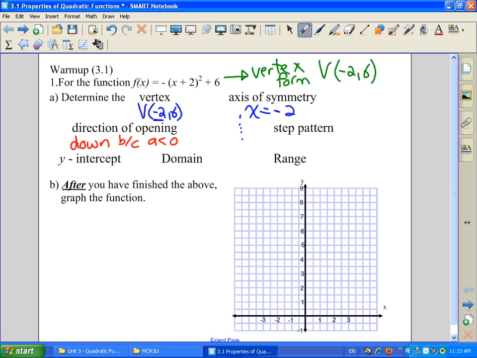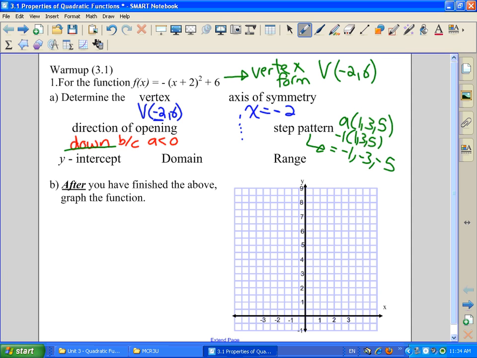Taking a look at our step pattern, we remember that step pattern is a times 1, 3, 5. I apologize, folks, I didn't leave enough room here. Let me move that up. So we've got a times 1, 3, 5. Subbing in a is -1 times 1, 3, 5. So our step pattern equals -1, -3, -5. That also confirms that it's down.